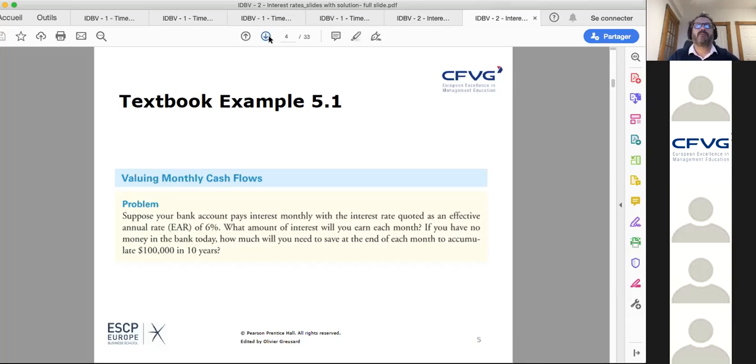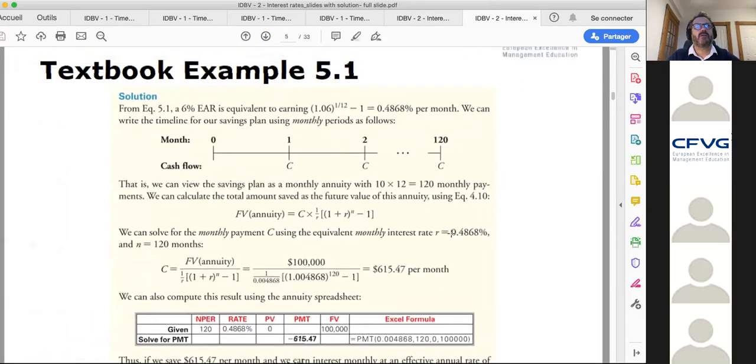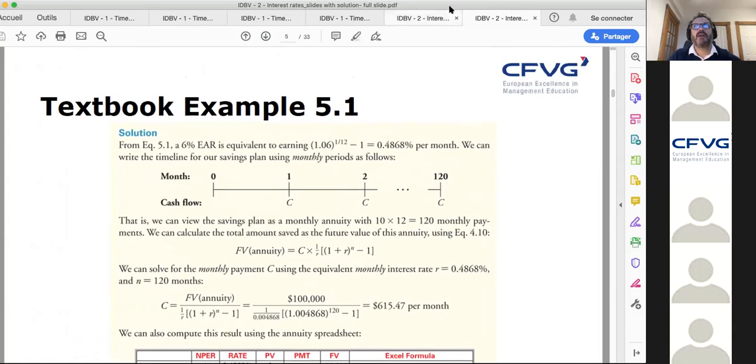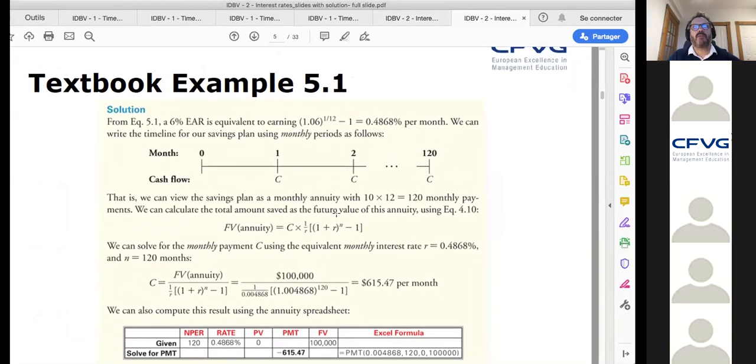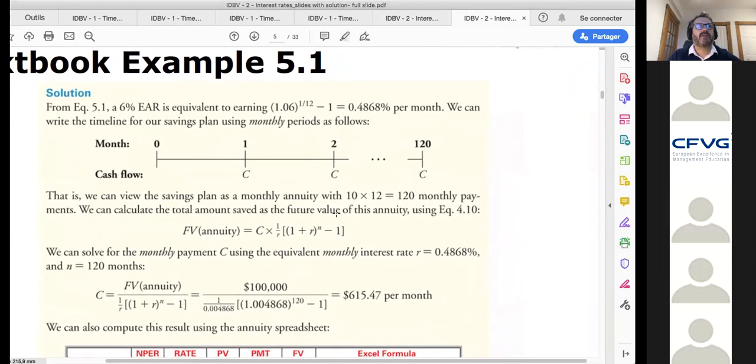Okay, let me show the solution then. Let me show the solution. So it's a screenshot from the book, so you can find the same thing in the book. If I were here, I would write my way on the board, but we don't have a board, okay?